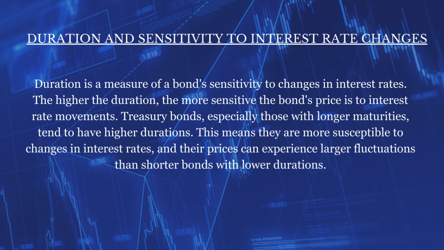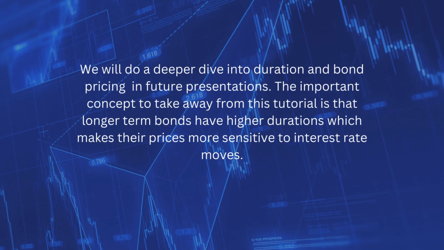An important concept in fixed income investing is duration. Duration is a measure of a bond's sensitivity to changes in interest rates. The higher the duration, the more sensitive the bond's price is to interest rate movements. Treasury bonds, especially those with longer maturities, tend to have higher durations. This means they are more susceptible to changes in interest rates, and their prices can experience larger fluctuations than shorter-term bonds with lower durations. We will do a deeper dive into duration and bond pricing in future presentations. The important concept to take away from this tutorial is that longer-term bonds have higher durations, which makes their prices more sensitive to interest rate moves.